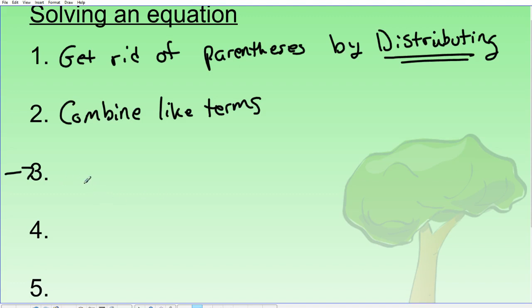Step 3 we're going to skip for right now. This deals with what happens if you have variables on both sides. That's not going to be this lesson. In this lesson, we're only going to have one variable, one x or one m in the problem. Step 4 and 5 we've already done in the previous lesson.